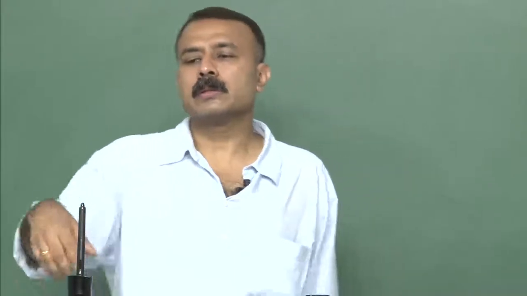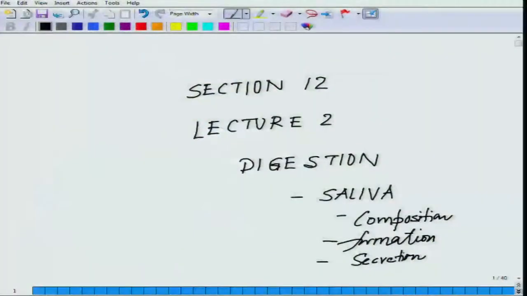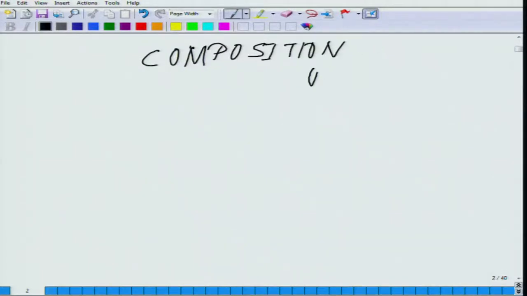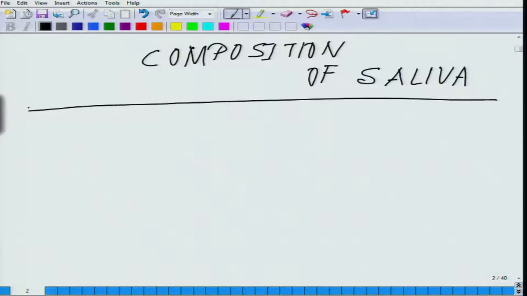So now let us first of all talk about the composition. Going to the composition, let us go to the second slide, the composition of saliva. There are different components of the saliva. Some of the important components include, I will be highlighting some of the important components, alpha amylase.